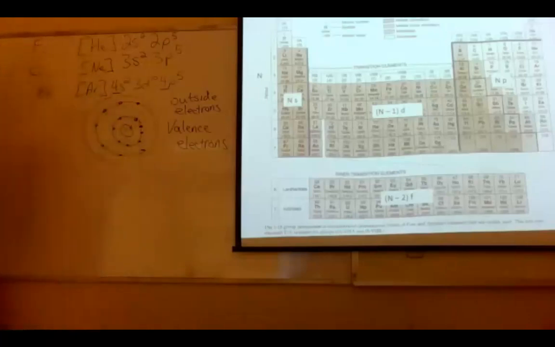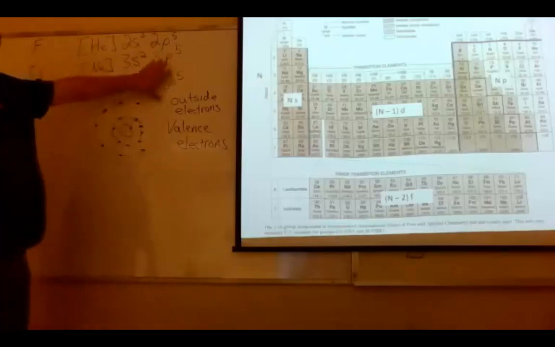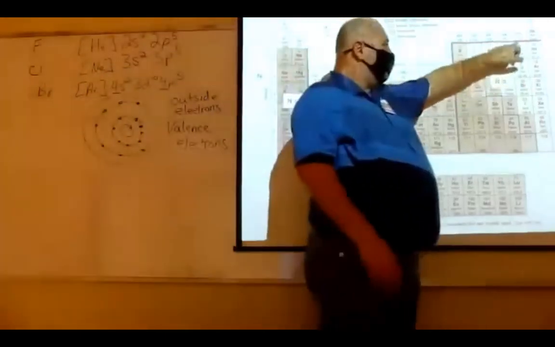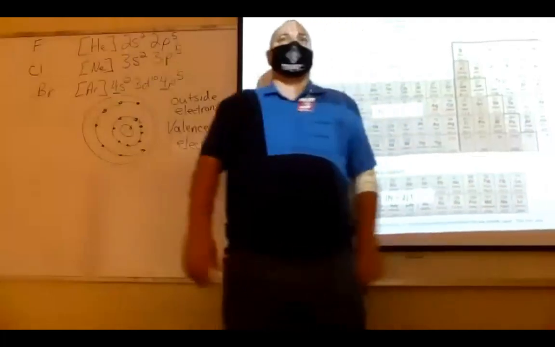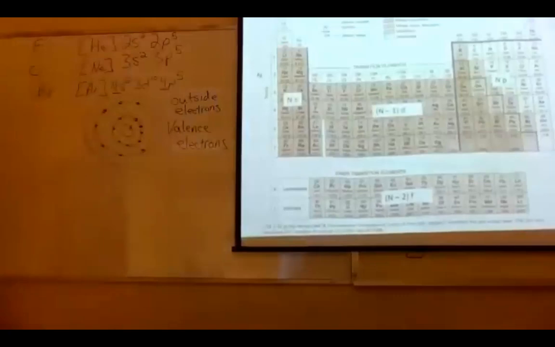So what happens then, fluorine, chlorine, and bromine, they have similar electron configurations. They're all in the same column, right? They all end in that P5. And so they have very similar chemistry.